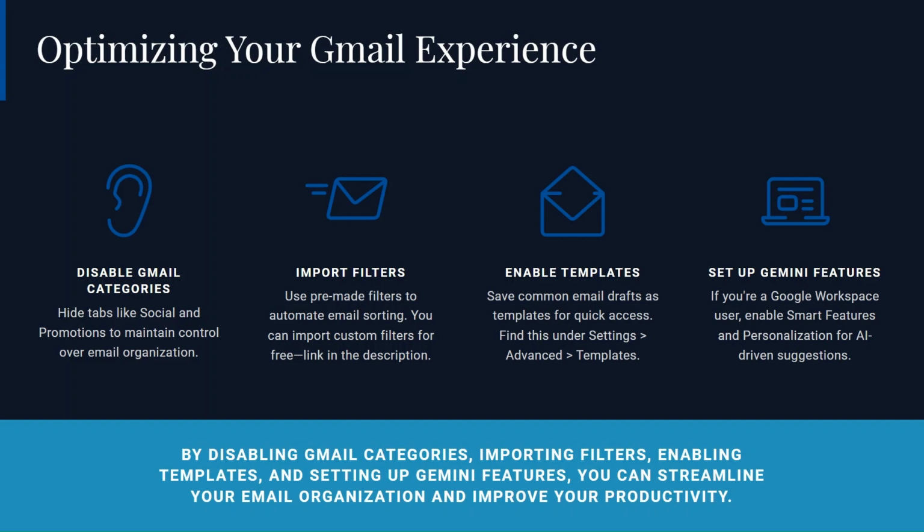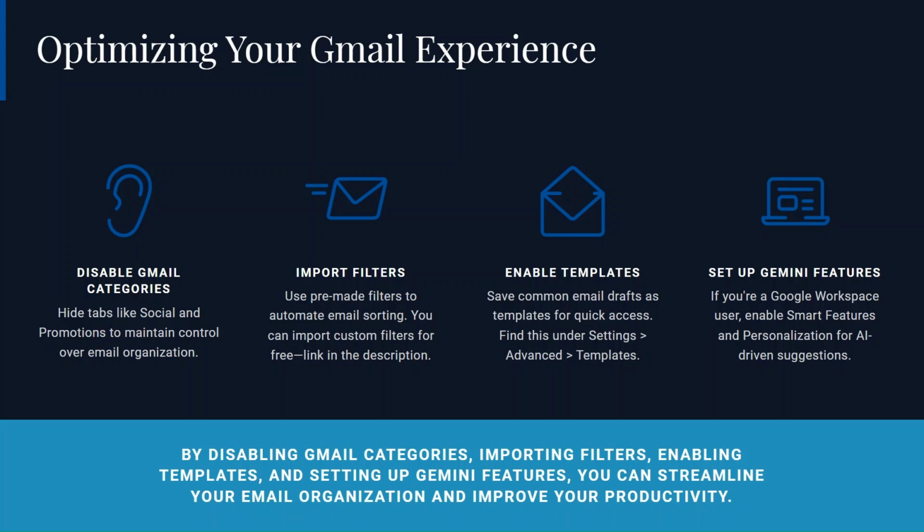Enable templates. Save common email drafts as templates for quick access. Find this under Settings, Advanced, Templates. Set up Gemini features. If you're a Google Workspace user, enable smart features and personalization for AI-driven suggestions.